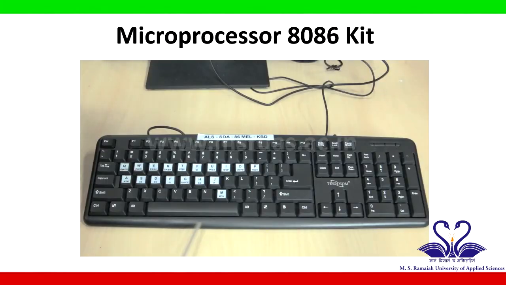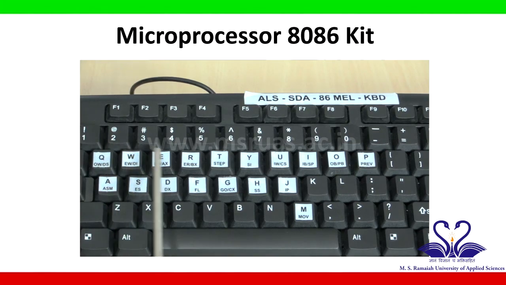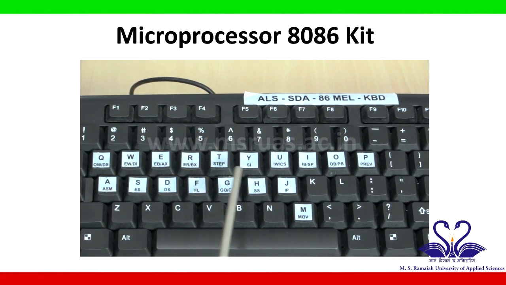Keyboard. The keyboard is used to enter the assembly language program into the microprocessor kit, and the highlighted keys are special keys which are used to enter the command into the microprocessor kit.